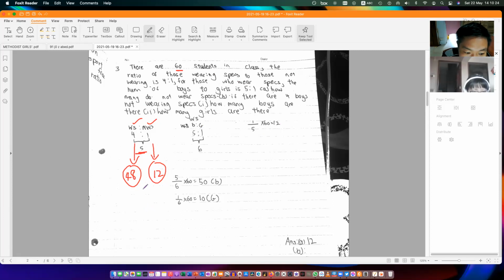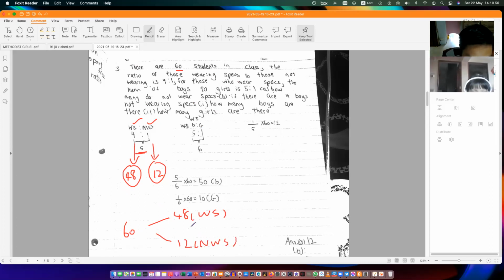Can I ask you, do you need me to zoom into the question or do you think the size is okay for you to see on your screen? Can you see it clearly? Yeah. Okay, then I don't have to zoom in. So basically, if I ask you to draw the branch, right? So let's say you start with 60 people, right? So wear spec is 48. So I write down wear spec. Then 12 not wearing spec, right? That's how you branch out, right?